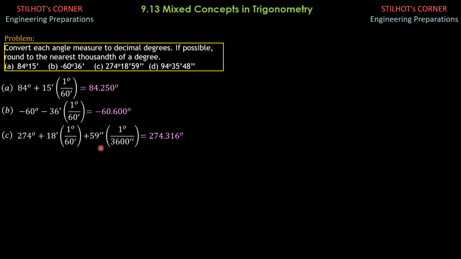274.316 degrees. And for part D, this is your part: show that the value to the nearest thousandth of a degree is 94.597 degrees. We move to the next problem.